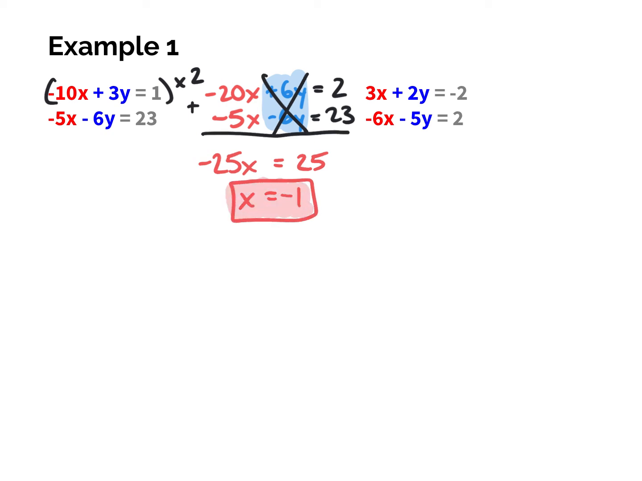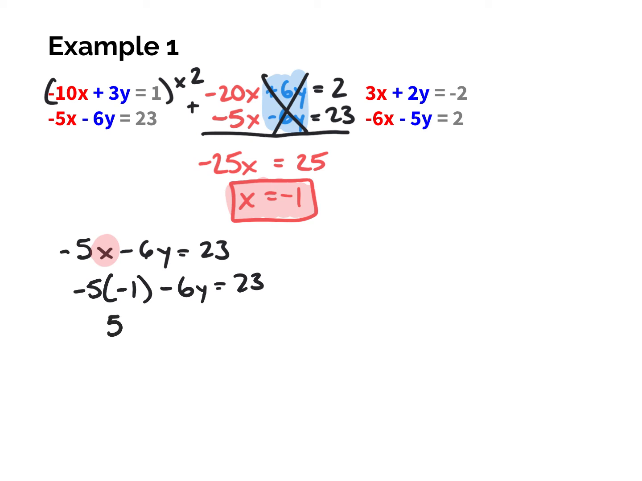That's nice. And now once I know my x value, I can go back and plug this in. Now when I plug negative 1 in, I can plug it in anywhere I want. I can plug it in here, here, here, here. So let me just pick one. Let me just pick the second equation. So I have negative 5x minus 6y equals 23. So I'm going to plug negative 1 in here for x. So I'll do negative 5, and then instead of x, I'll do times negative 1, and then minus 6y equals 23. Simplifying this, negative 5 times negative 1 would give me positive 5, minus 6y equals 23.